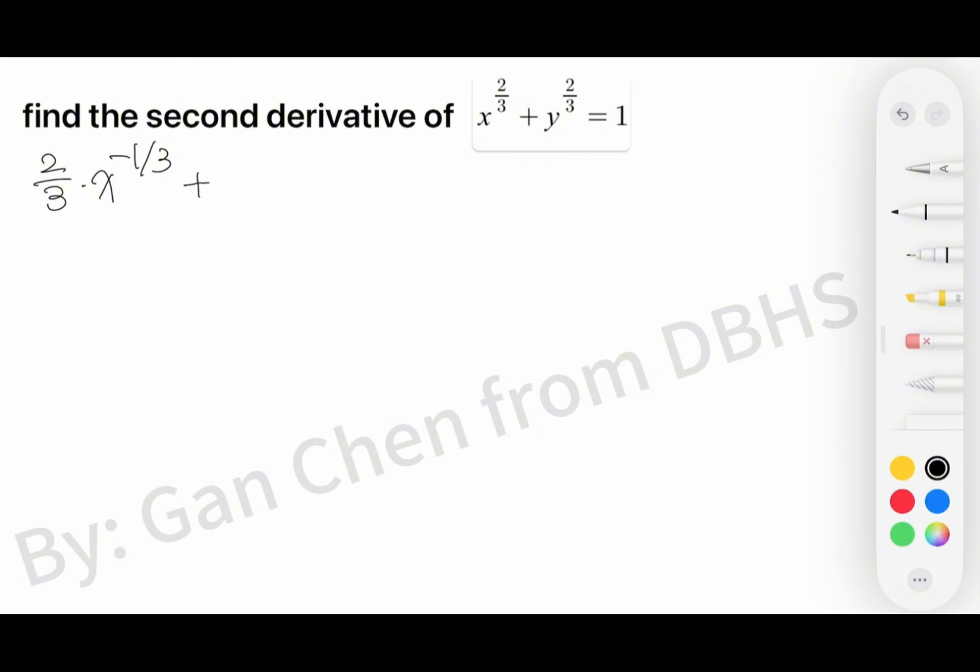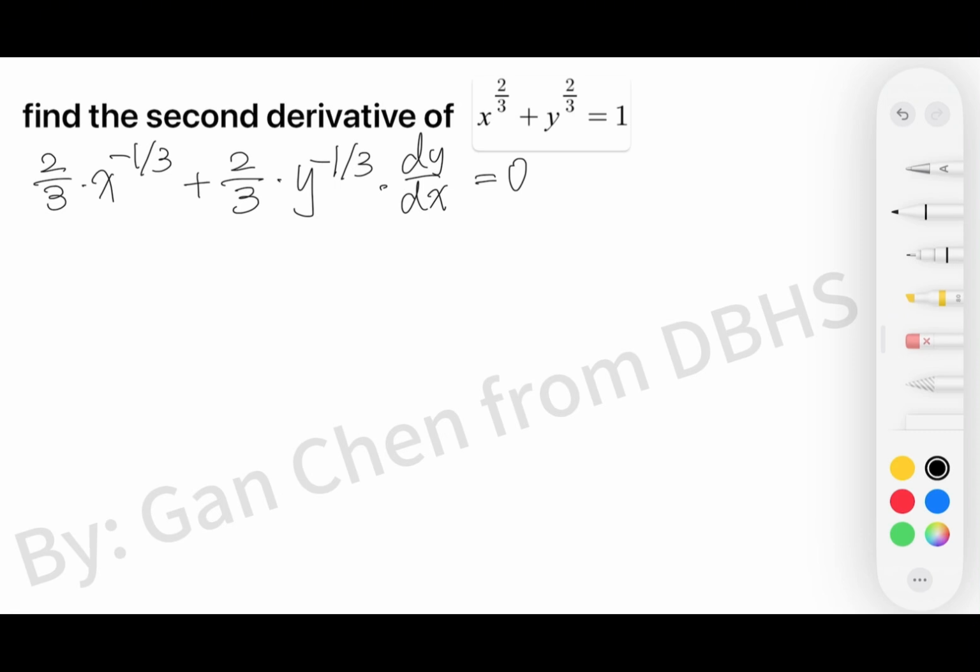plus y to the 2/3, that's probably really similar to the former one. So 2/3 times y to the negative a third power times dy over dx, because you're using the implicit derivative, right? Equals 0. That's the derivative of 1. You must know that. So use basic algebra rules to find the value of dy over dx.